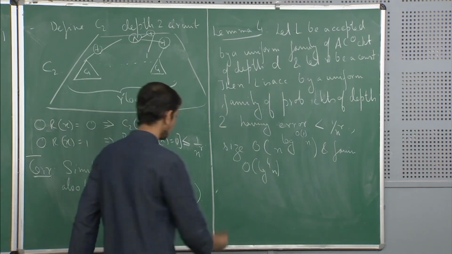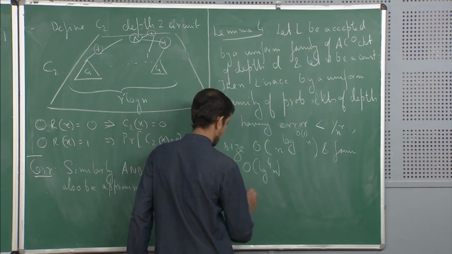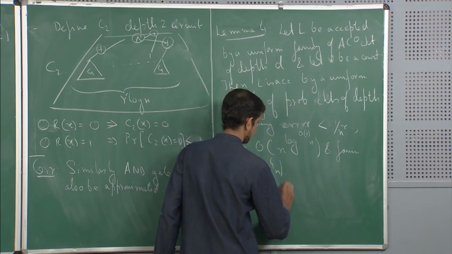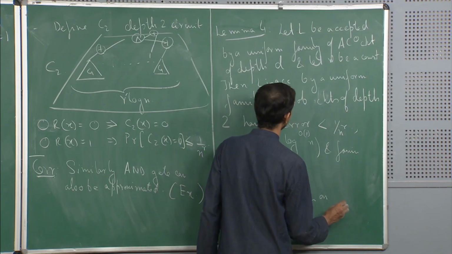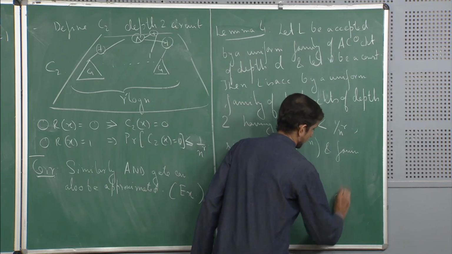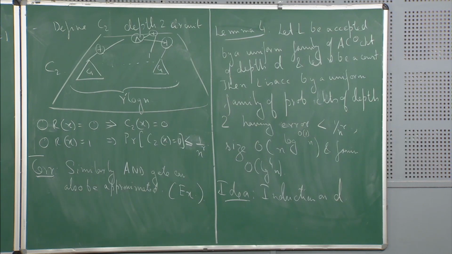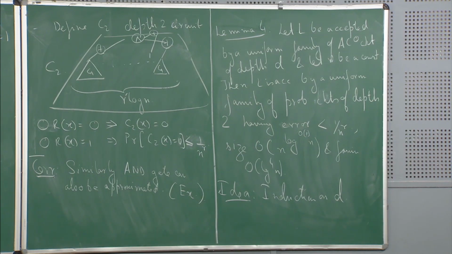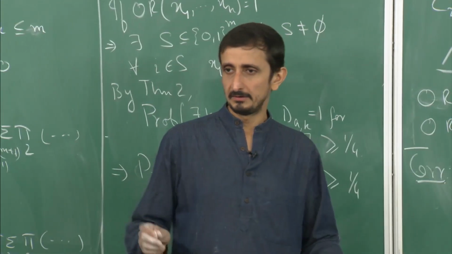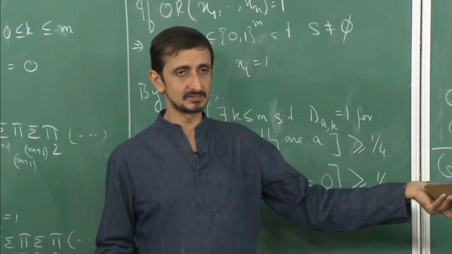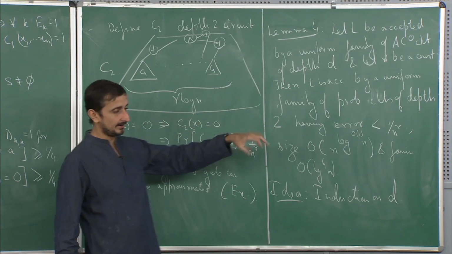How does this work? So again, the idea is we just do induction on D. Okay. So if D is equal to 1, we have seen the proof. Now assume that it is true for up to D, it is true for D minus 1, and now we have a depth D circuit.